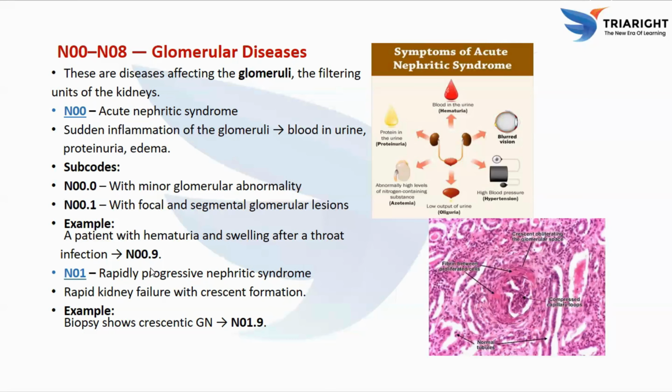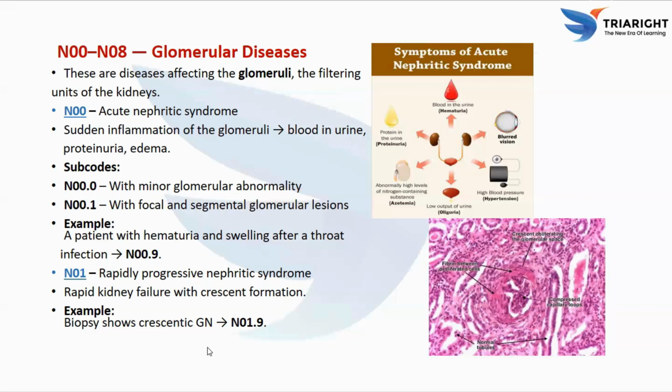So what are the subcodes of N00? N00.0 for acute nephritic syndrome with minor glomerular abnormality, and N00.1 for acute nephritic syndrome with focal and segmental glomerular lesions. For example, a patient develops swelling and blood in the urine 2 weeks after throat infection. Which code will you assign? N00.9.